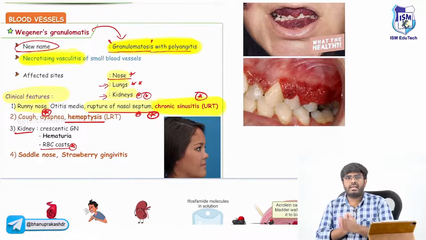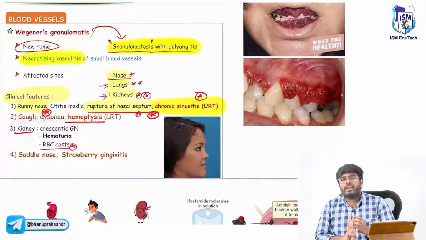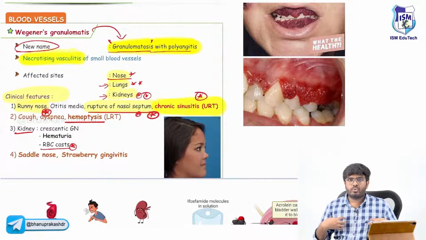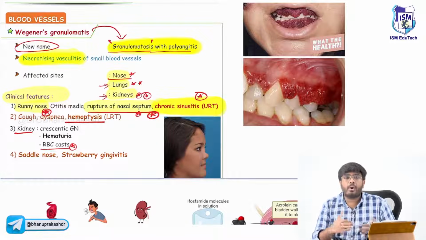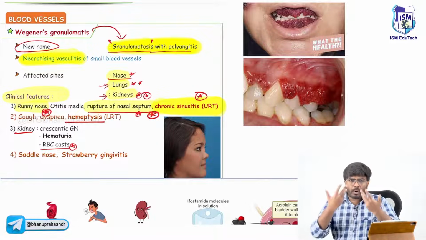Now tell me, what are the important points about Wegener's granulomatosis? Remember it like this: Wegener's, C-ANCA positivity, small vessel vasculitis. Three organ systems are going to be involved. Nose and paranasal sinuses are involved, leading to runny nose and chronic sinusitis. Lung involvement is going to show hemoptysis, cough and dyspnea. Hemoptysis is important.